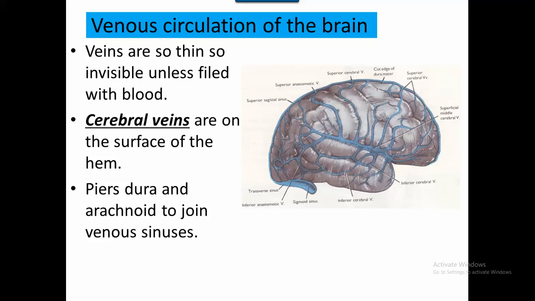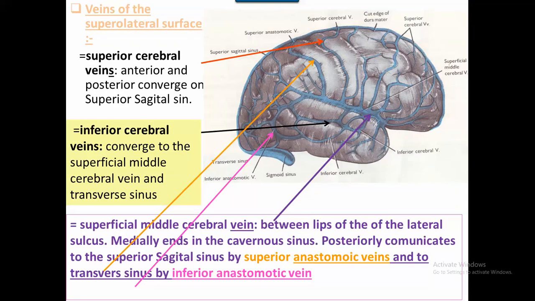So, what do we mean by venous sinuses? We mean the superior sagittal sinus, inferior sagittal sinus, sigmoid sinus, transverse sinus, superficial middle cerebral sinus, and deep middle cerebral sinus. Now, here we refer to all of the veins present on the surface of the hemisphere.